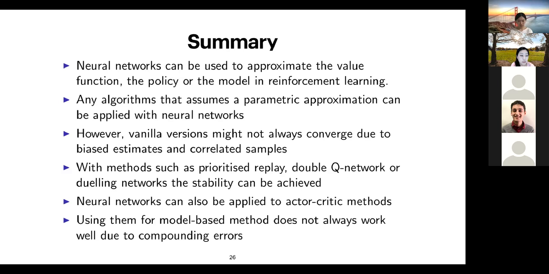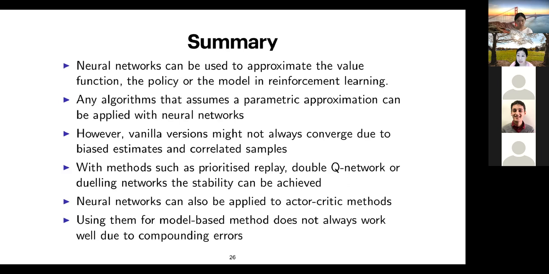Using them for model-based methods does not always work due to compounding errors. We didn't talk about this in great detail, but like I said in the previous slide, the disadvantage of model-based methods is that if you have some error in the world model, that error would propagate to your planning, and then essentially you would get a very bad policy, and your exploration would potentially be very bad. So you would observe bad samples, essentially, right? Not useful samples. Okay, so that's a very brief summarization.